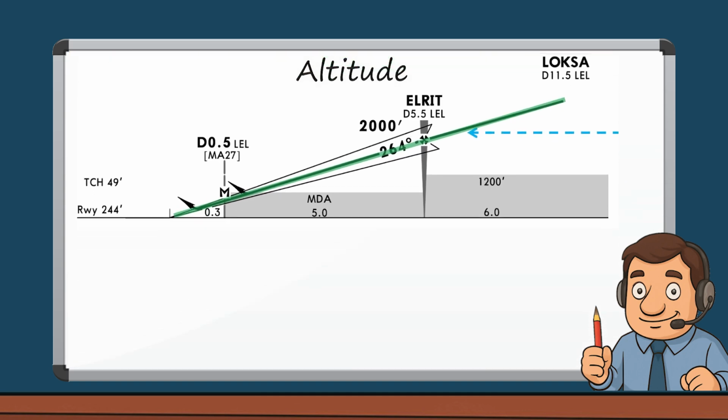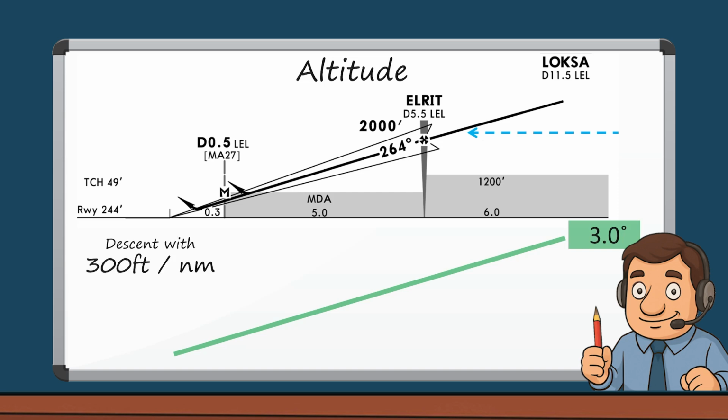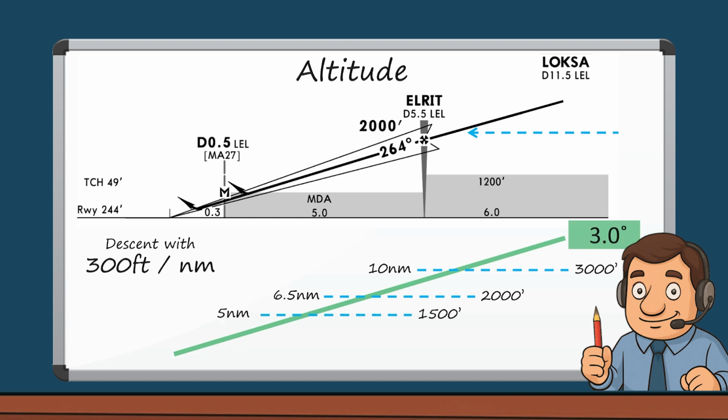Now, what is an appropriate altitude? All airports in Denmark have a standard glide slope of 3.0 degrees. Put into terms, this means that the pilot descends 300 feet per nautical mile. Let's look at some typical intercept altitudes. This means at 10 nautical miles, pilot will be at 3,000 feet, at 6.5 miles he's at 2,000, and at 5 miles he's at 1,500. At the runway, hopefully, he's at 0.